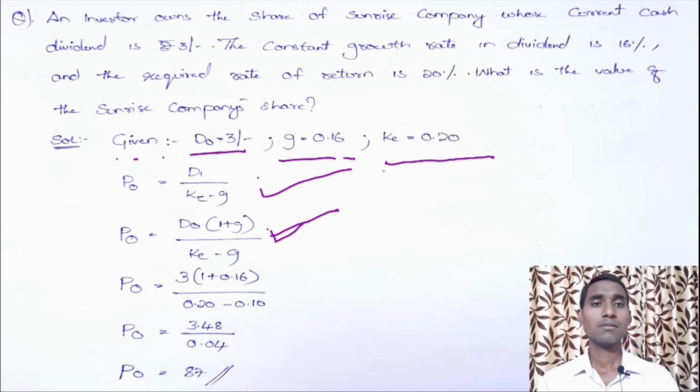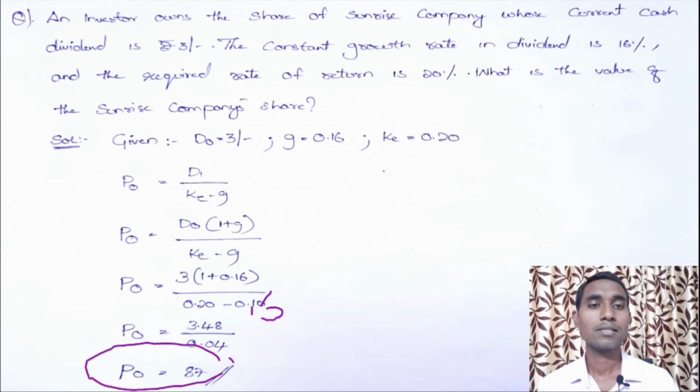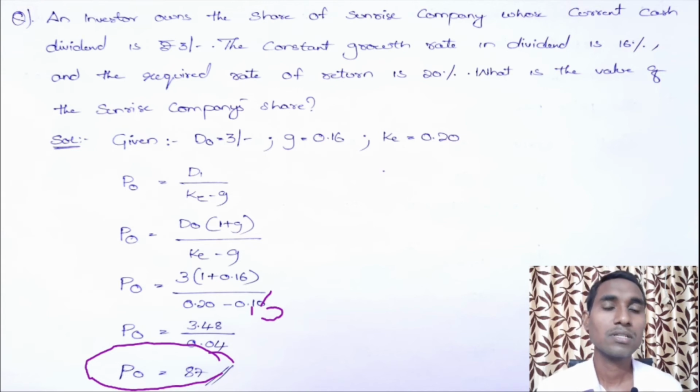I will just take 3 into 1 plus 0.16, that is the growth rate, divided by KE, which is 0.20, minus 0.16. So P0 is equal to 3.48 divided by 0.04. So, P0 is equal to 87. This is the value of the share. So, this is a simple problem on the constant growth model.